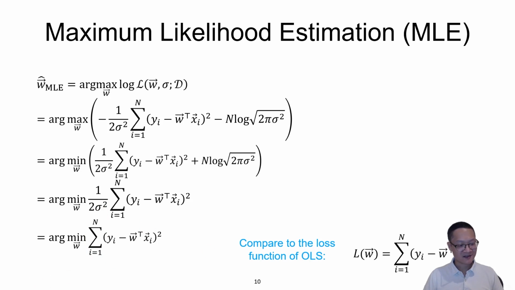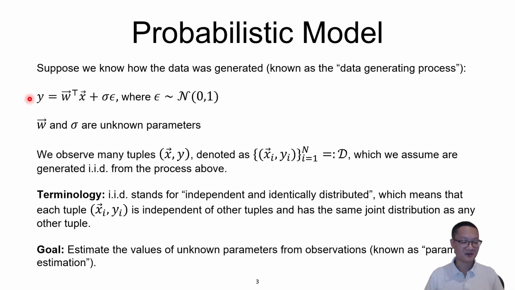So the cool thing here is that when we did ordinary least squares, we weren't really thinking about probability at all. All we wanted to do was measure the error of our prediction. We squared it because we wanted to penalize large errors, and we also wanted to penalize the errors symmetrically, whether the error was above or below the observation. It turned out that when we did that, we're actually doing something equivalent to picking this probabilistic model, y equals w transpose x plus sigma epsilon. So that's kind of cool.